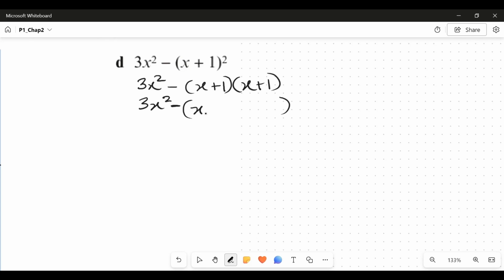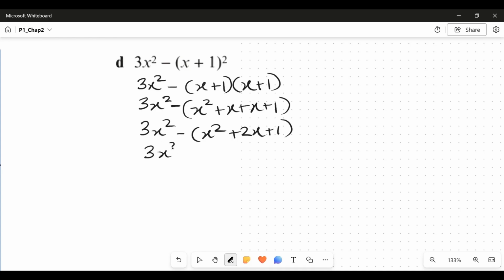So we get x times x, which is x squared. X times plus 1 is plus x, 1 times x is plus x, and 1 times 1 is plus 1. And then this can be written as 3x squared minus x squared plus 2x plus 1. And because we have a negative sign outside the bracket, that's going to flip all the signs. So we're going to get 3x squared minus x squared minus 2x minus 1. 3x squared minus x squared is 2x squared. So that's 2x squared minus 2x minus 1.